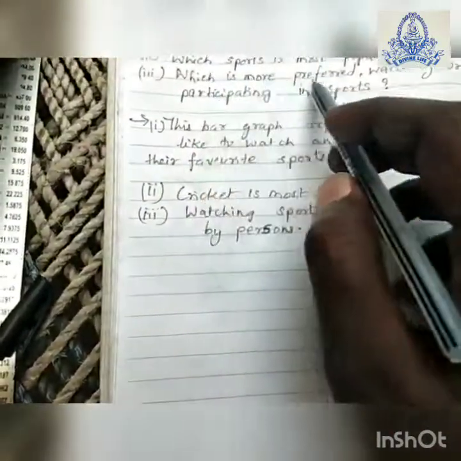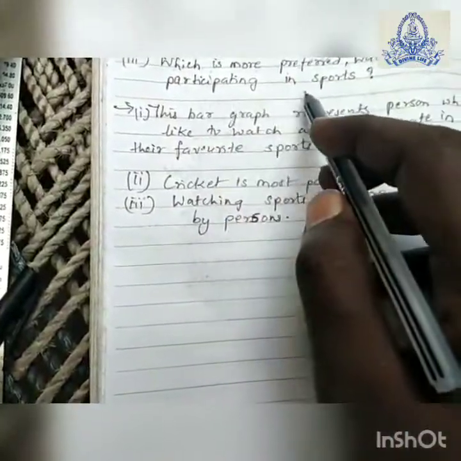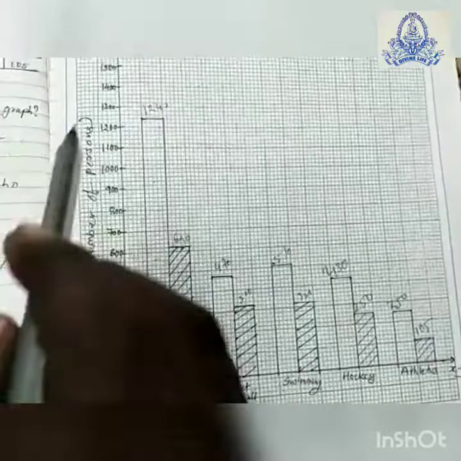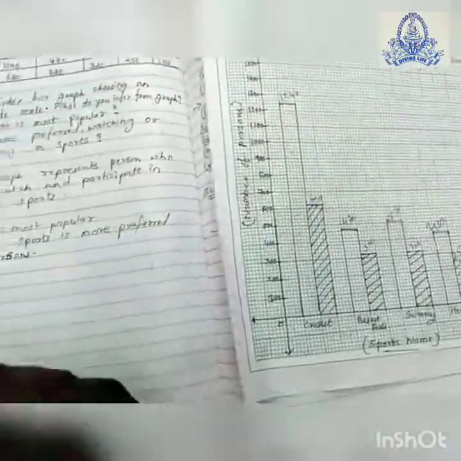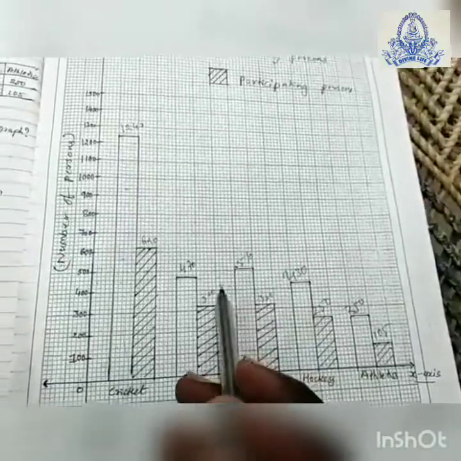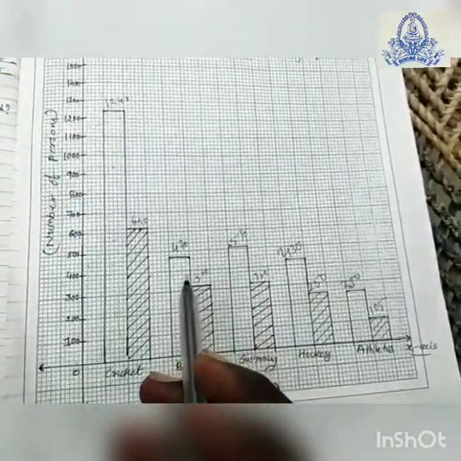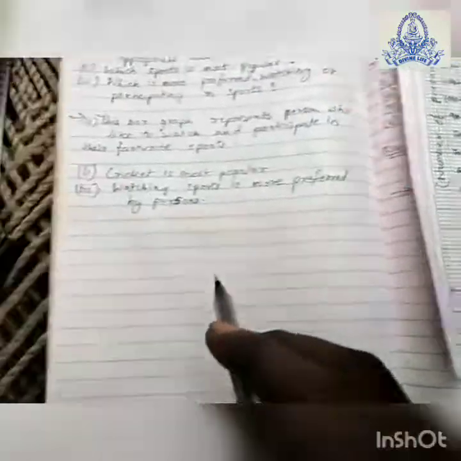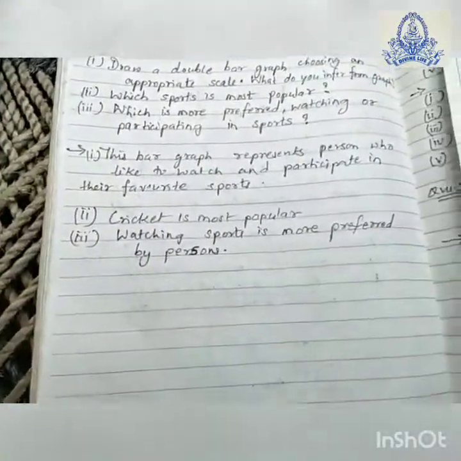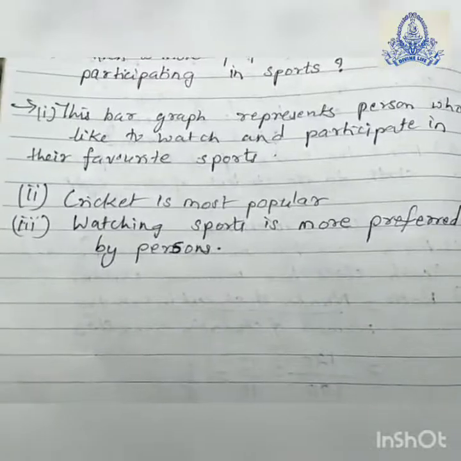Third question, which is more preferred, watching or participating in sports? You can observe this: the most preferred is watching. It is 1240. In all the graph you can see that the watching preference is more than the participation. So the answer is that watching sports is more preferred by persons. So by this way, this exercise is completed.